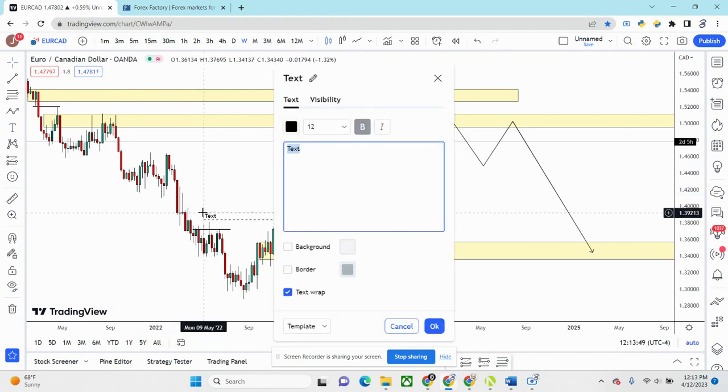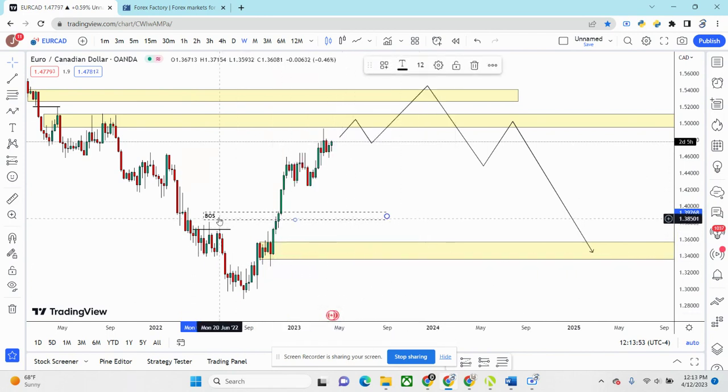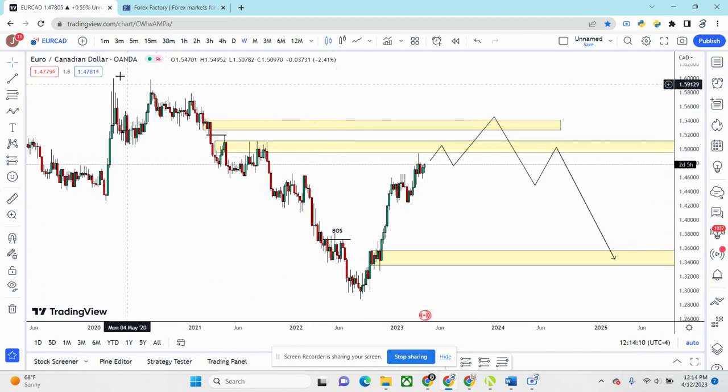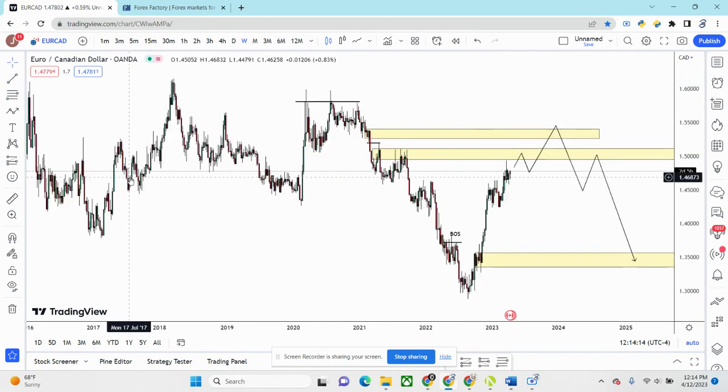So let's put the break of structure. Looks like that makes sense right there for that order block to be there for the buys. Well, that's what I'm thinking here for this week. Of course, there was some rejection here.